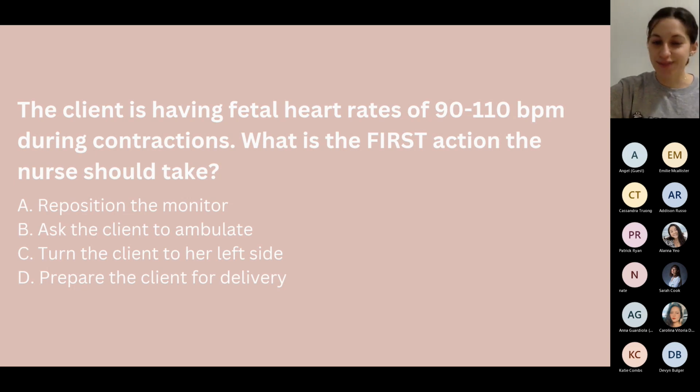B, absolutely right. I told you guys those questions are everywhere. You always reposition the patient. Nice.